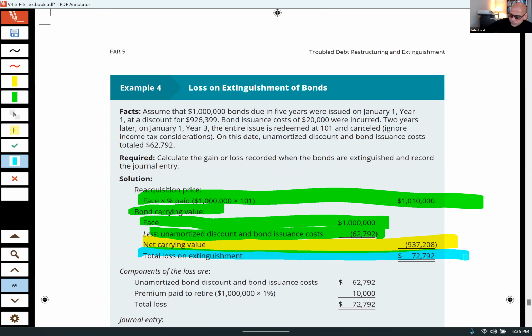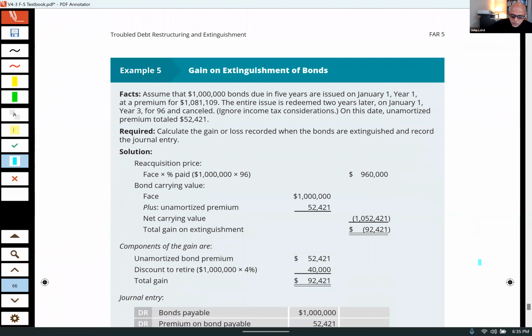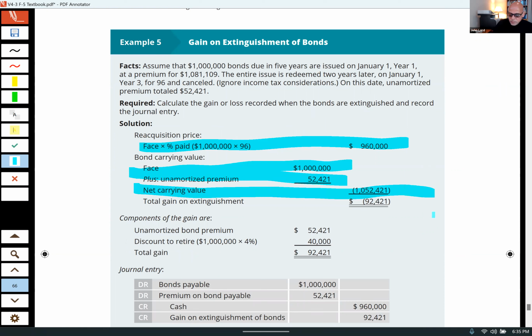Now, conversely, coming over to the gain situation, you have to call the bonds at 96. 1 million times 0.96 is 960,000. You had a face plus the premium, so you owed $1,052,421. Imagine the happy situation where you owed $1,052,421 for your house, and the bank said, give me 960,000 and we'll be good. You'd be like, oh boy, I just gained about 92,000.